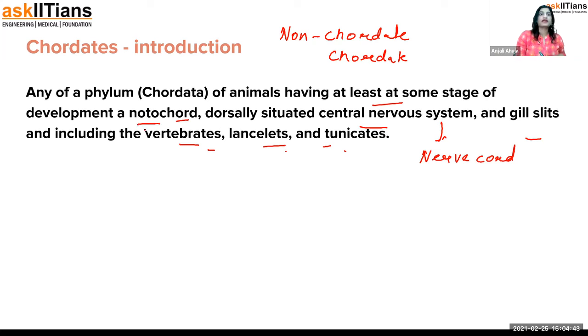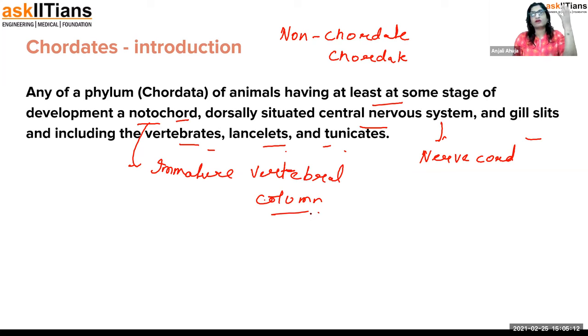First, they have the notochord. I told you this earlier also that notochord is actually nothing but the juvenile form of the vertebral column. Like this becomes bigger and then the vertebral column forms. So this is like the immature vertebral column. The vertebral column is very hard in us, but this notochord is a hard, rod-like structure present on the dorsal side. I'm going to write it for you: hard and rod-like structure, but not as hard as the vertebral column.